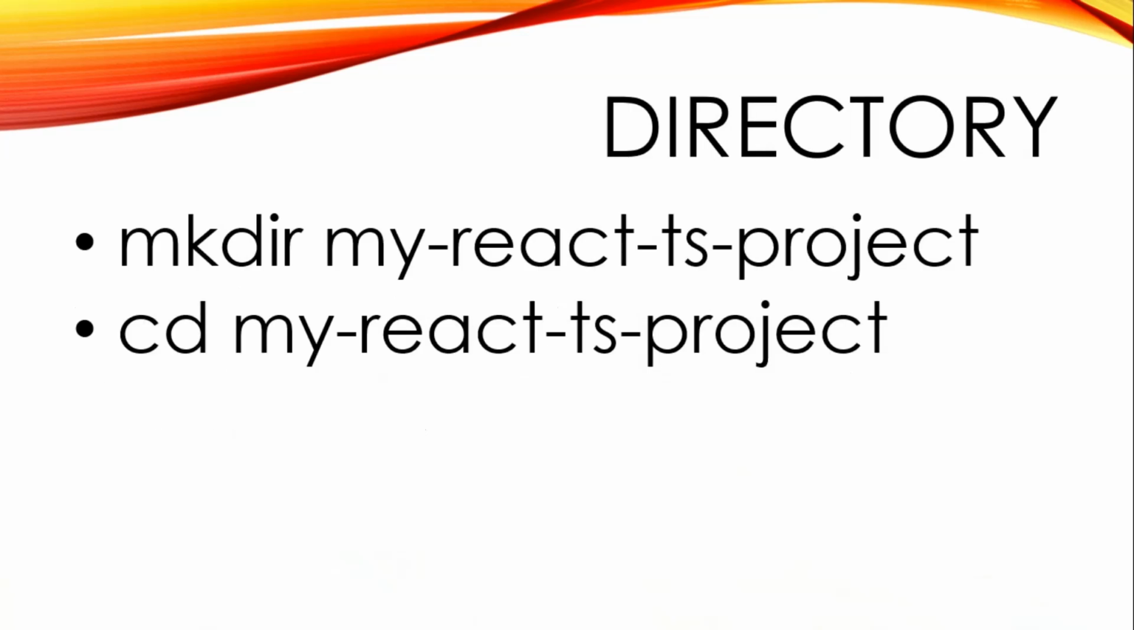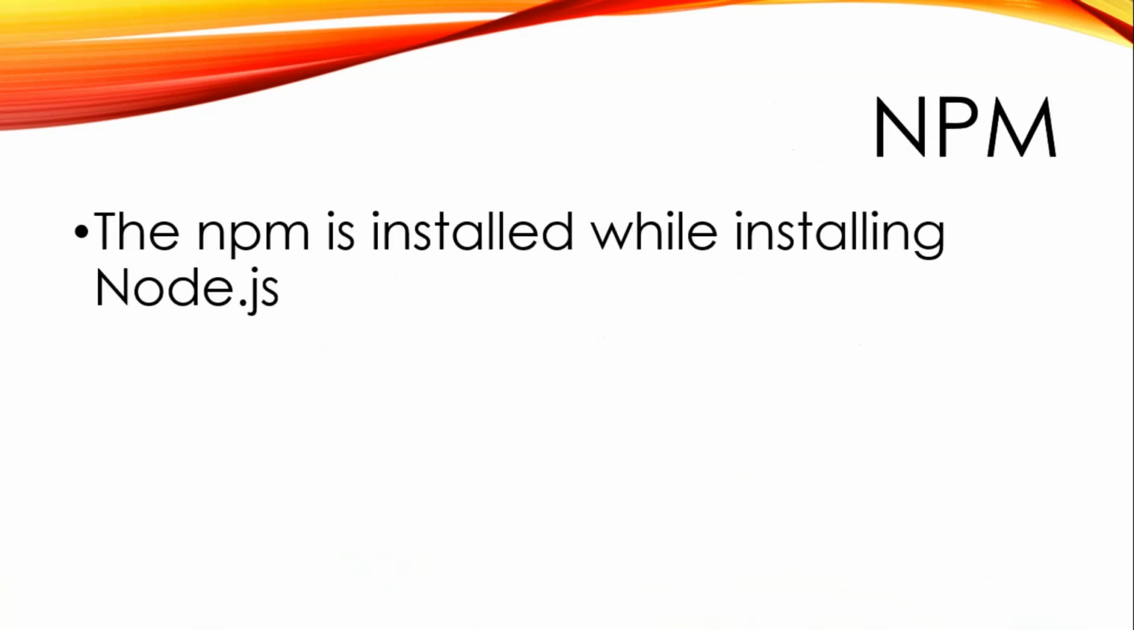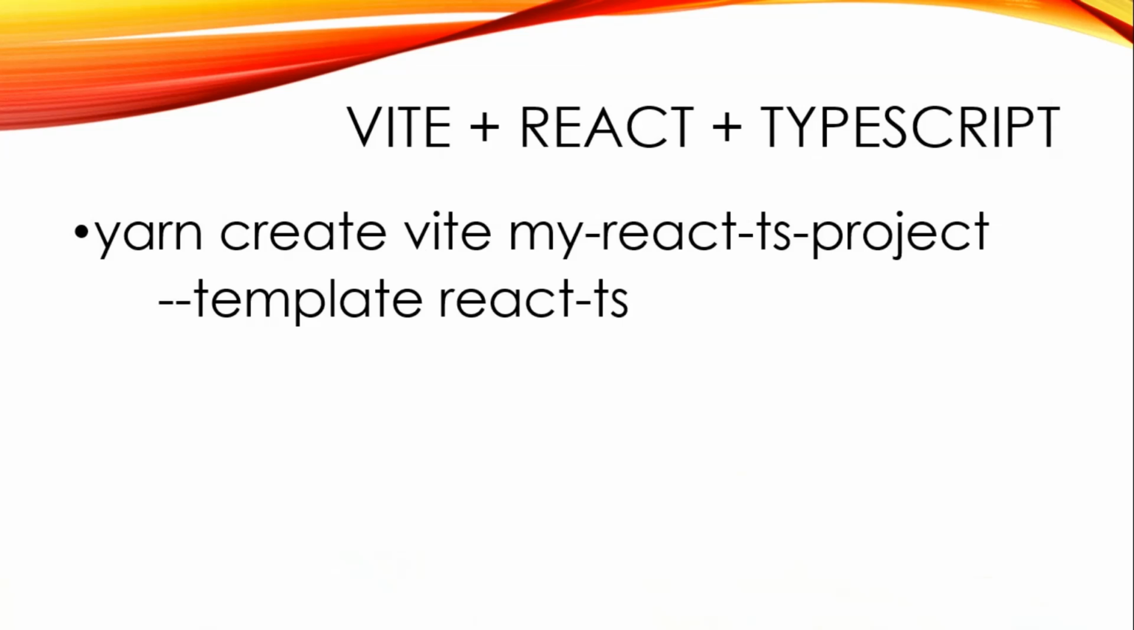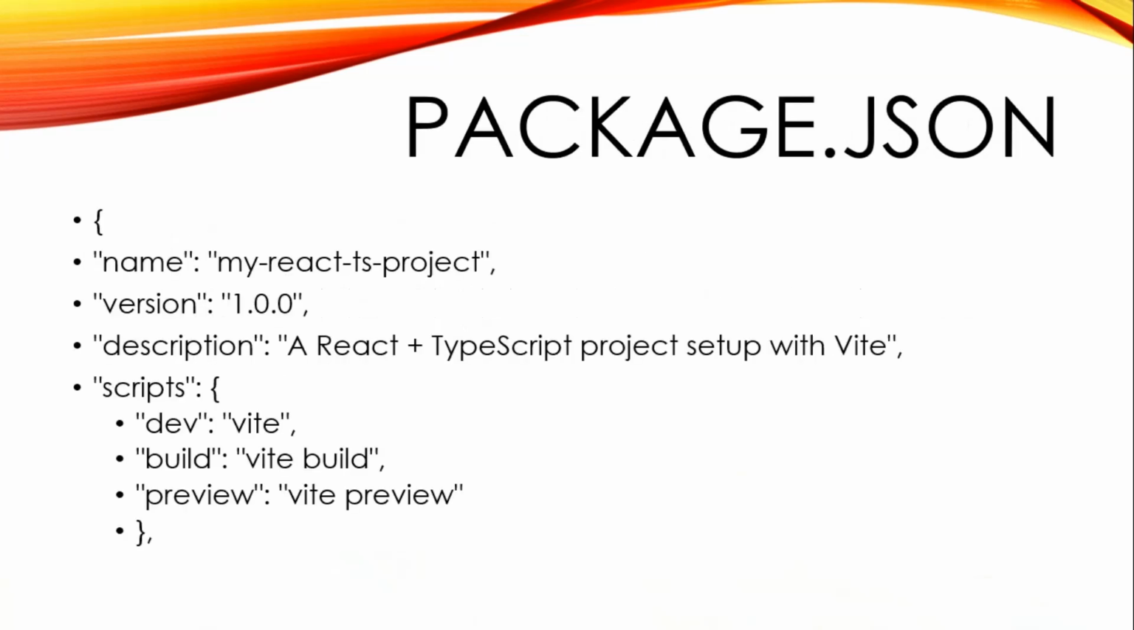We can choose to install Yarn globally by the given command on the screen. Then let's move on to creating a new project by running the given command on screen. We can either choose Yarn or NPM. This command will initialize our Vite project with a React and TypeScript template for optimized performance.